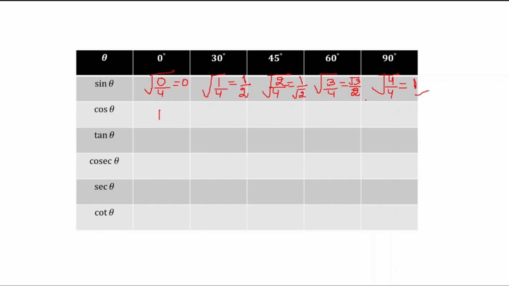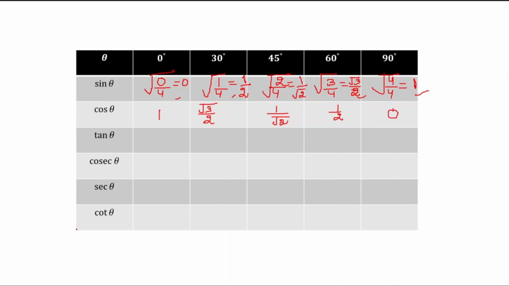So it's 1. Then there was root 3 by 2, so root 3 by 2. Then there was this 1 by root 2, so 1 over root 2. Then there was 1 by 2, so 1 by 2. Then at the end there was this 0, so write down the 0.